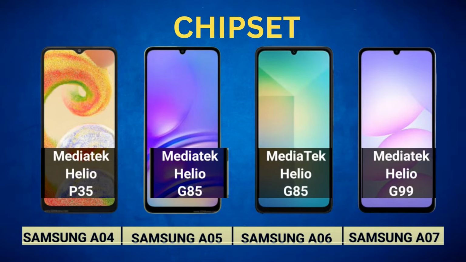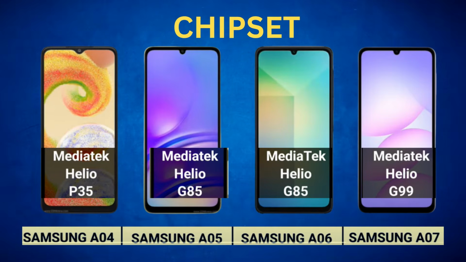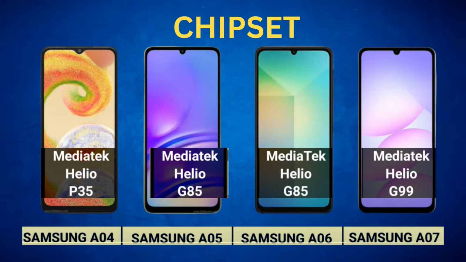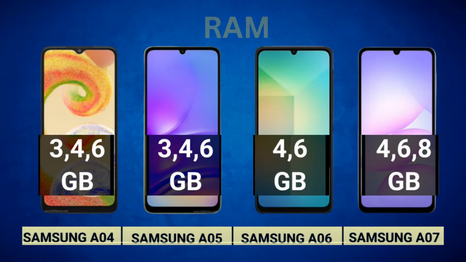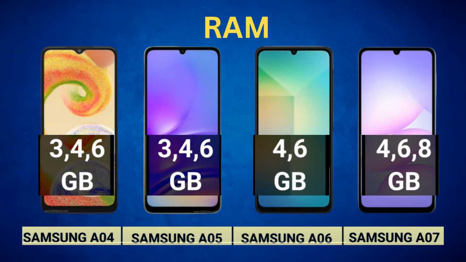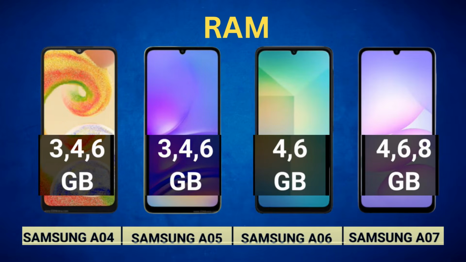When it comes to the chipset, the A04 has the MediaTek Helio P35. The A05 and A06 have the MediaTek Helio G85, and the A07 has the MediaTek Helio G99. Now let's look at the RAM. The A04 and A05 come in 3, 4, and 6 gigabytes. The A06 comes in 4 and 6 gigabytes, and the A07 has 4, 6, and 8 gigabytes.